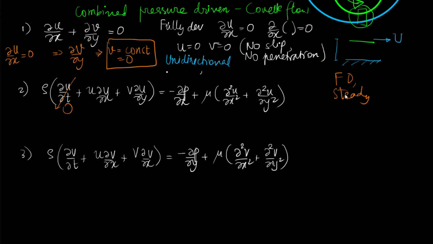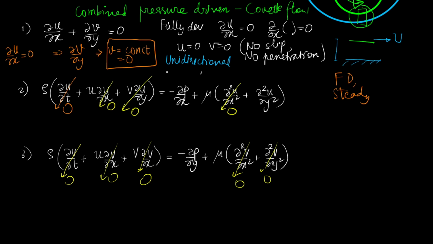Now because the flow is steady, this term vanishes, this term vanishes. Because it's a fully developed flow, this term vanishes. Because v is 0 everywhere, this vanishes, this vanishes. Now because the flow is fully developed, this also vanishes. Because v equals 0, this vanishes.